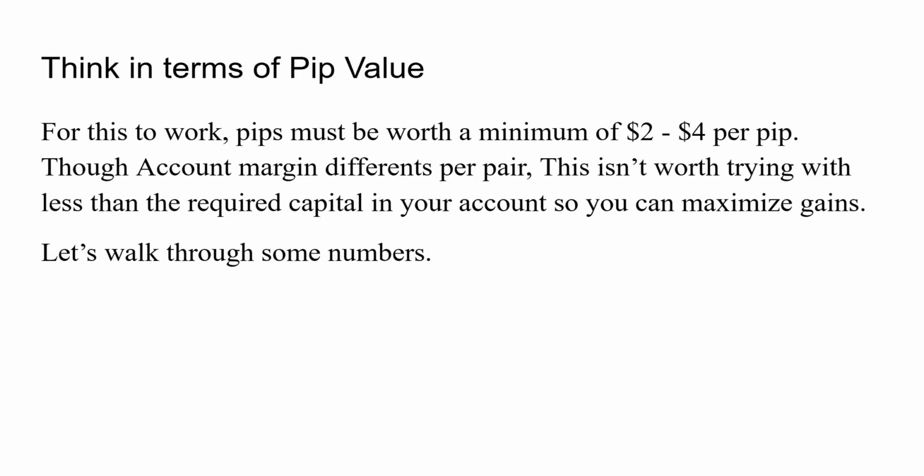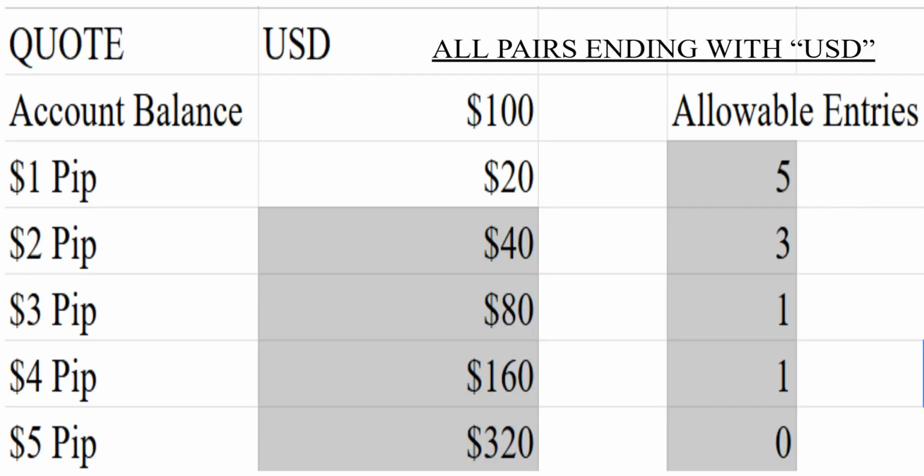Now we want to think in terms of pip value. If you want to make an extra, we'll say around 500 bucks a week, trading for $1 a pip probably really is going to get you there. Around 2 to 4, you may be able to get there, but account margin does vary, as I just showed you, per pair that you're trading. So let's walk through some numbers so that we can use our capital to possibly scale in and maximize our gains. So here's the whole picture. I'm going to walk you through this. This is very simple, basic math.